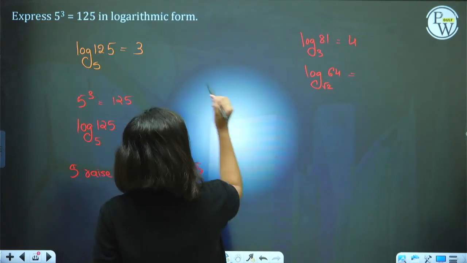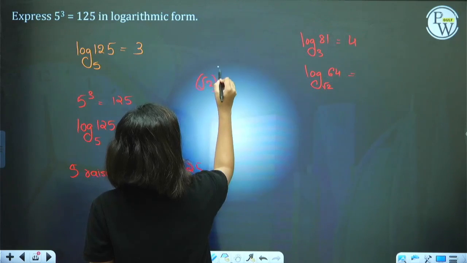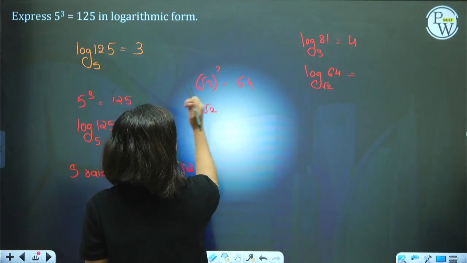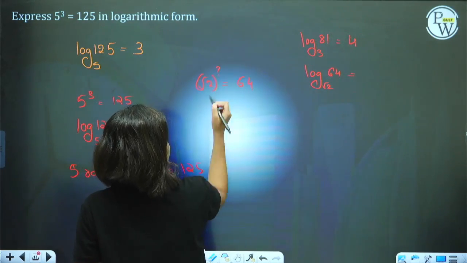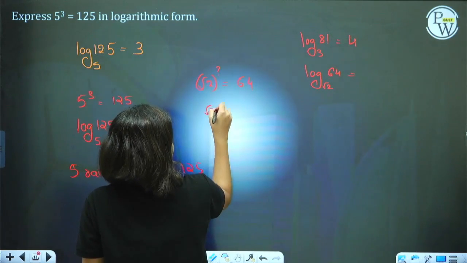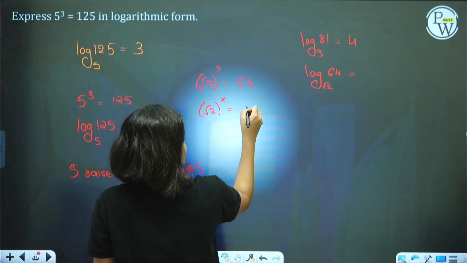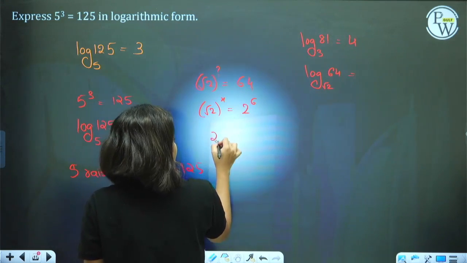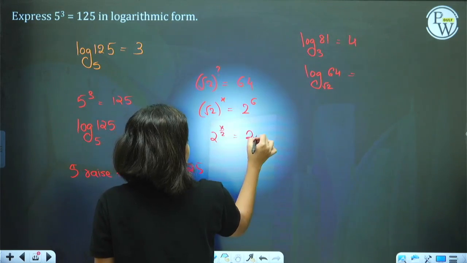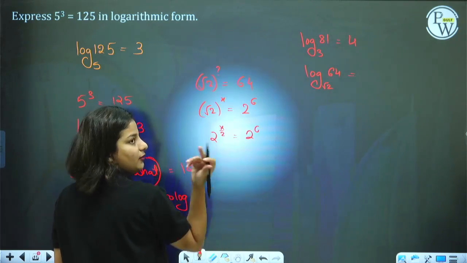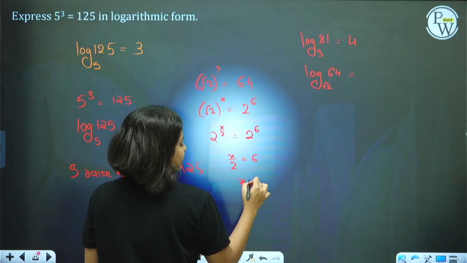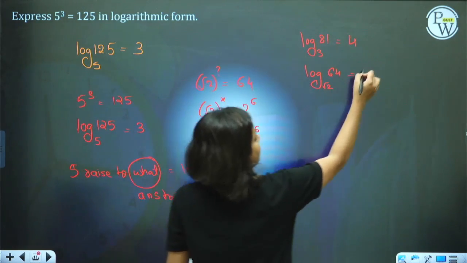We'll ask the question, root 2 raised to what will give me the answer as 64? Let's say root 2 raised to x is 64. Now 64 is 2 raised to 6. So 2 raised to x by 2 is equal to 2 raised to 6. The power root goes off. X by 2 is equal to 6, x is equal to 12. So here the answer is 12.